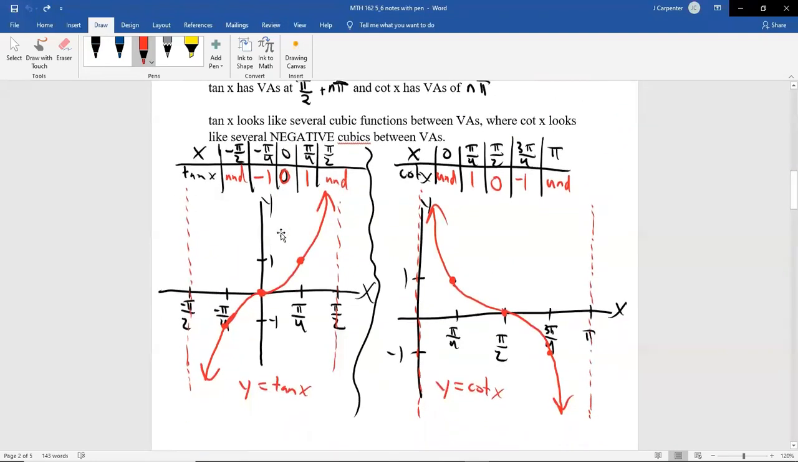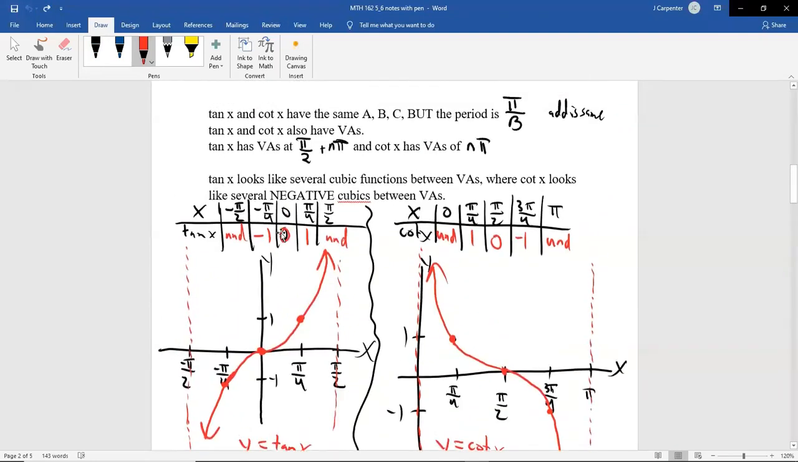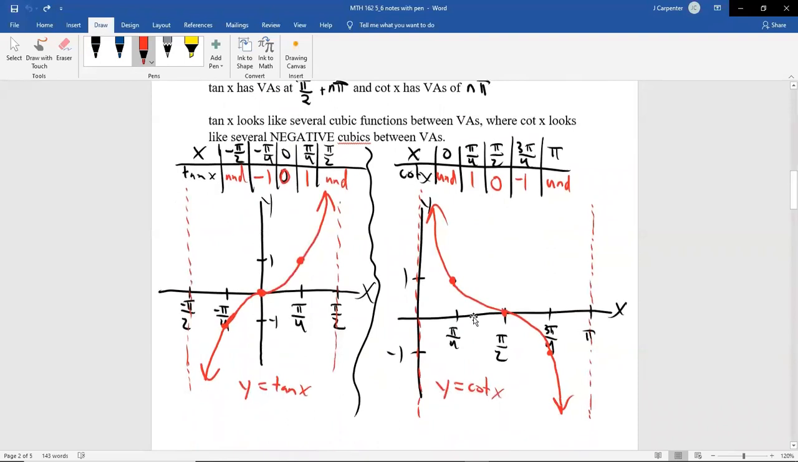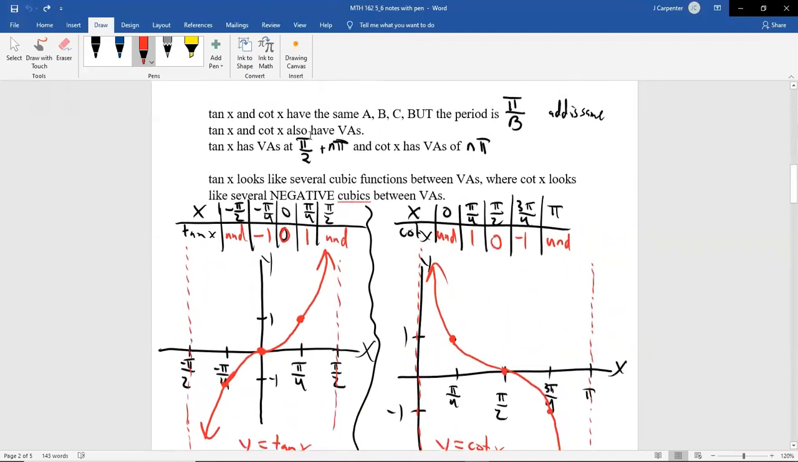They have the same asymptotes because tangent has a cosine in the bottom, so where cosine is 0, which are the multiples of pi over 2, and adding pi, you'll have your asymptotes. And then cotangent has sine in the bottom, and wherever sine is 0, this will have asymptotes, which are literally just at multiples of pi. So we had all of those great details in there. And we said that these graphs end up looking like cubics sandwiched between asymptotes.